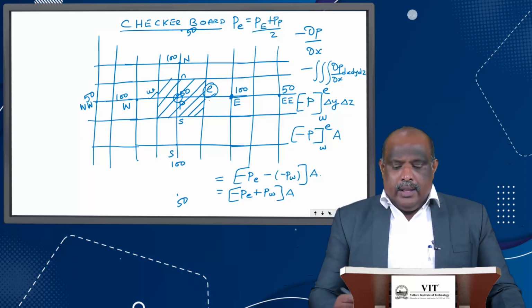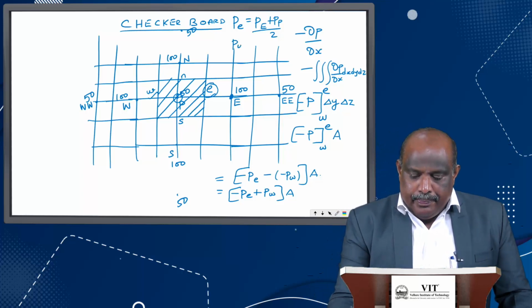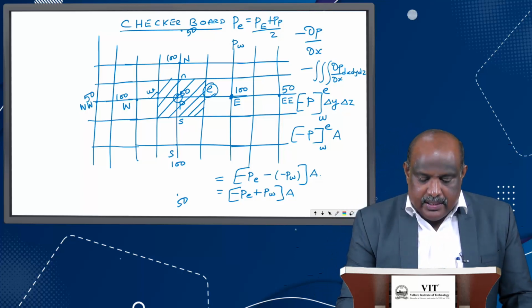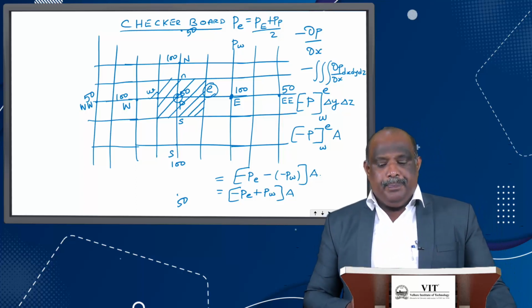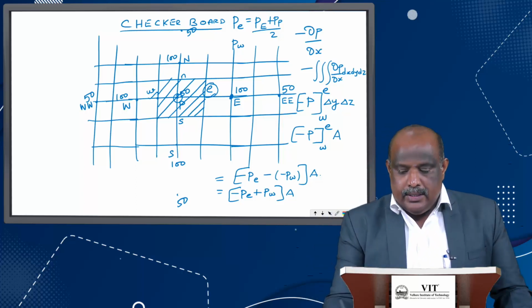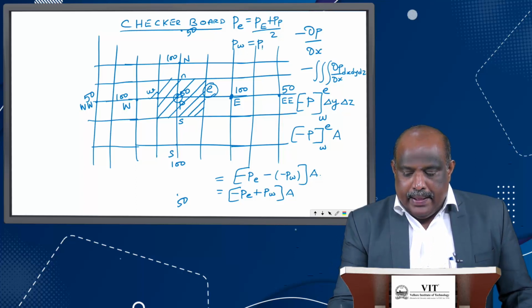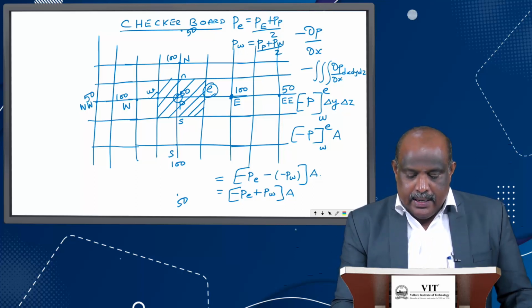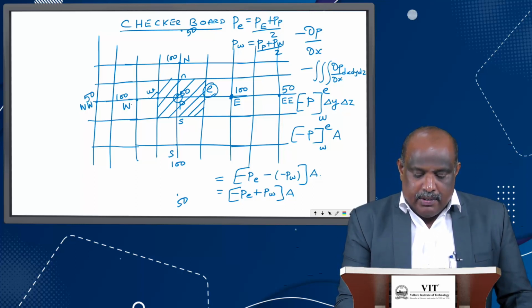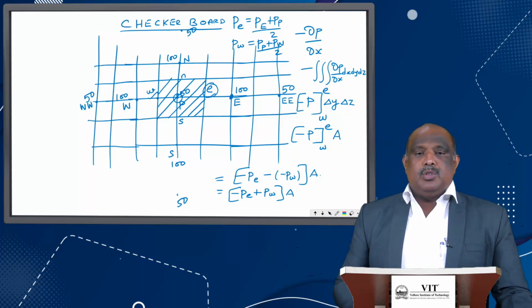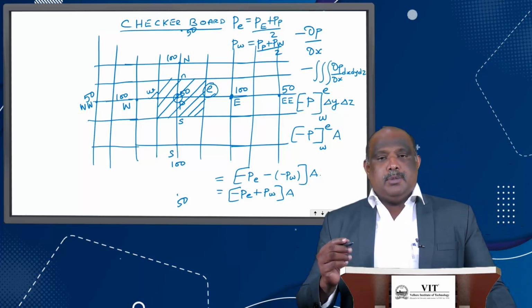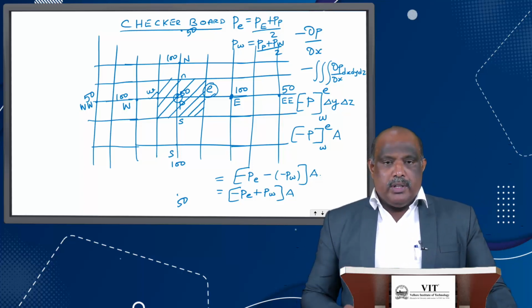Similarly, can you now help me with the PW? What is the value at this face? Not a point, it's at the face. What is the PW? Yeah, you are right. So it is PP plus PW by 2. That is, take the pressure value here, take the average of them. So now you know what is PE, you know what is PW. So let us move on to the next slide.